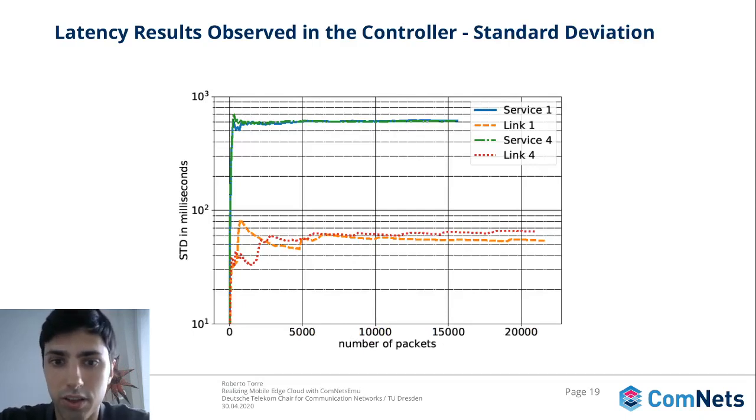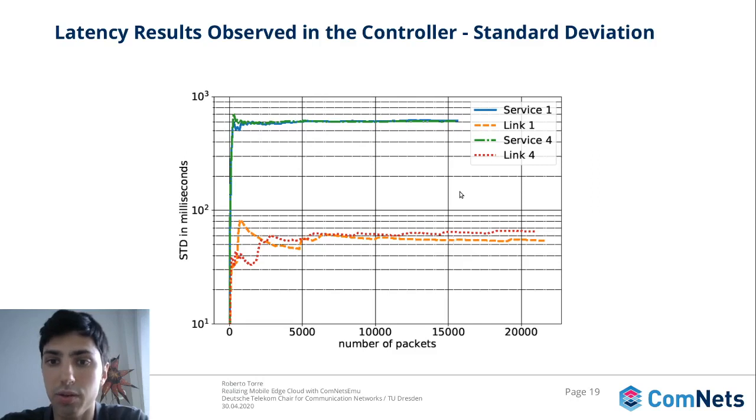Then we wanted to know also how reliable this is. So what we did was, over a certain number of packets, we wanted to see the standard deviation in milliseconds and when it gets stable. We saw that more or less up to 10,000 packets, the standard deviation remains more or less stable. We have here service latency in server 4 and server 1, and then link latency for server number 1 and link latency for server number 4.